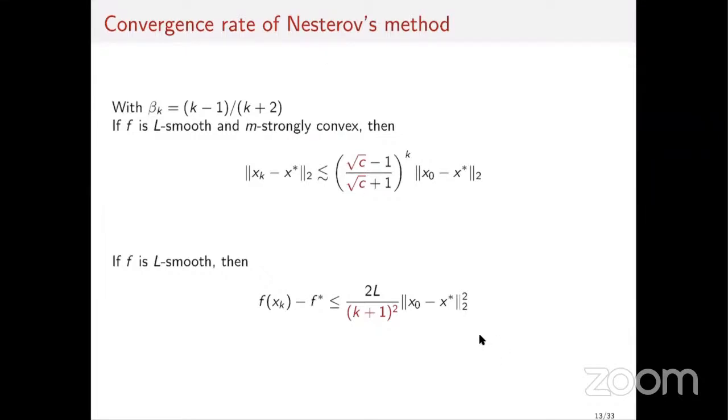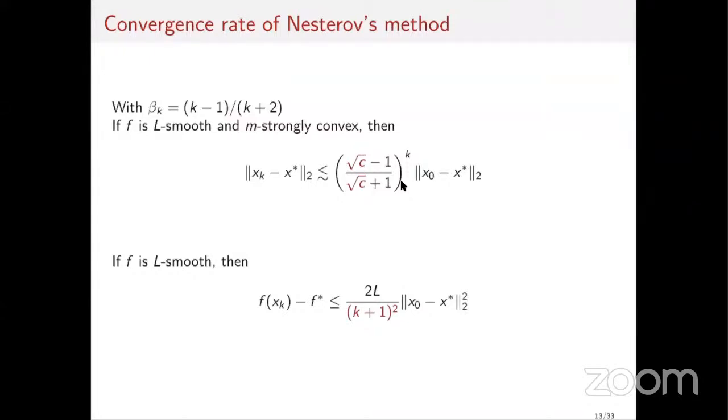Yes, so it has the desired rate of convergence. This means that if f is m strongly convex and L smooth, then the distance from optimum is at most ((square root of c minus 1) divided by (square root of c plus 1)) to the power k. So we have the square root of c again, where c is the condition number.